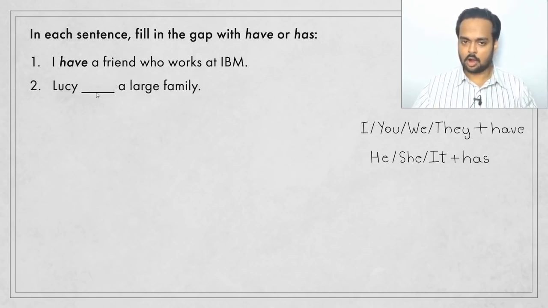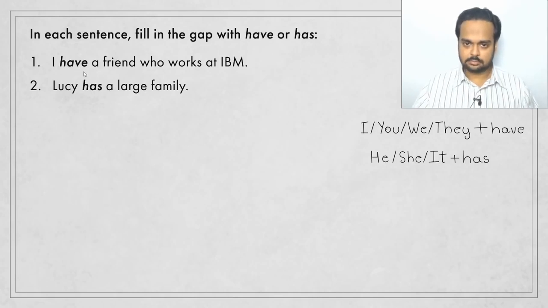Lucy Ng, a large family. Have or has? Well, Lucy is the name of a girl, so it's like saying she. So she has. Lucy has a large family. Now notice here that both of these sentences talk about relationship.